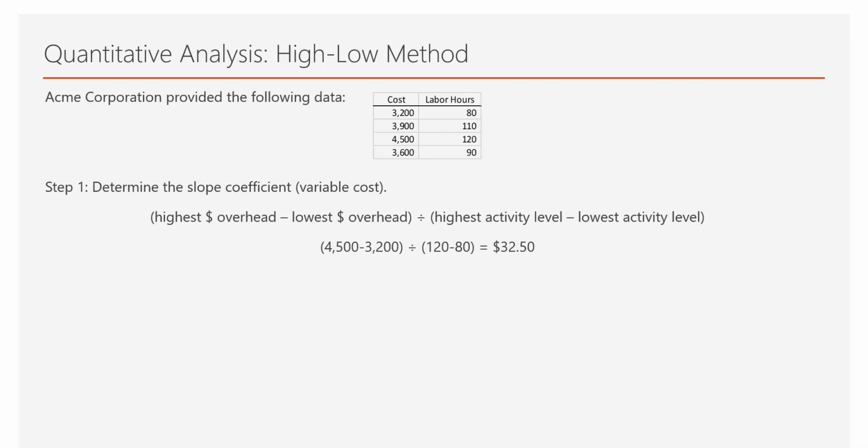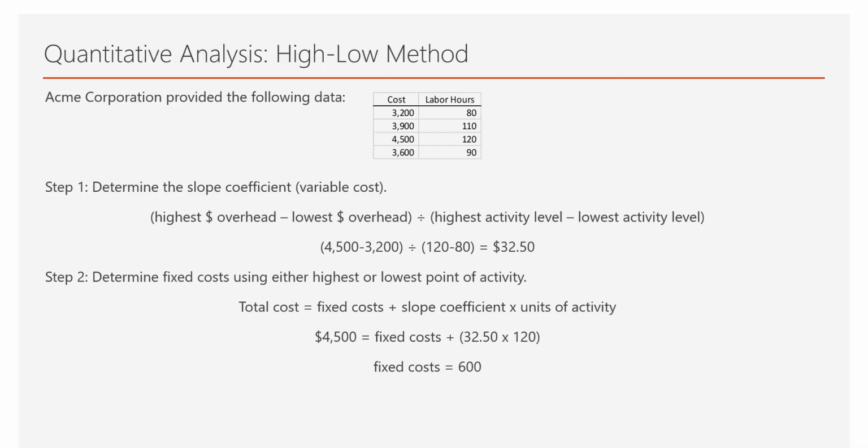We want to follow the order of operations with that. So the difference between my highest dollar amount of overhead and my lowest dollar amount of overhead, divided by the difference between my highest level of activity and the lowest level of activity. When I do that, 4,500 minus 3,200 gives me 1,300. Divide that by the difference between 120 and 80 labor hours, which is 40. And when I take my 1,300 and divide that by 40, that'll get me 32.50. So now I've determined the slope coefficient or my variable cost.